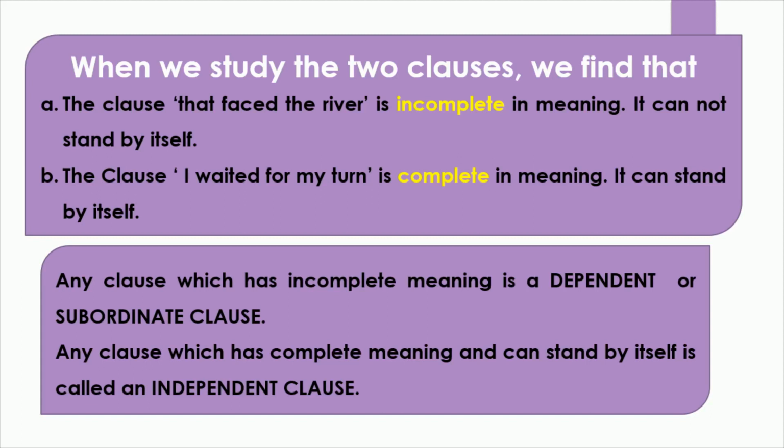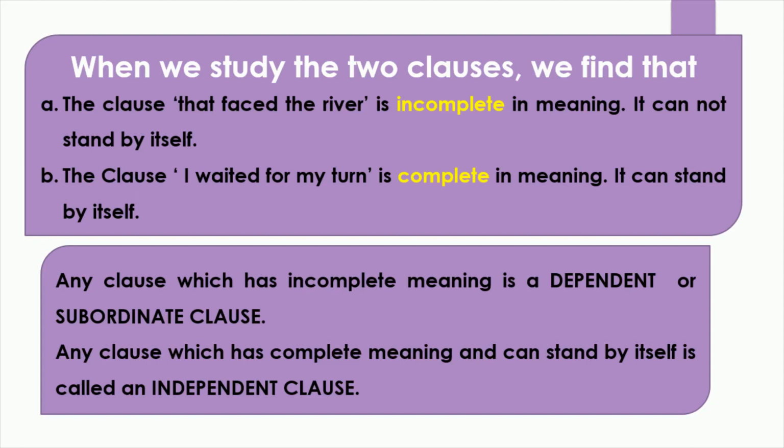Now, the second clause in sentence 3, I waited for my turn, is complete in meaning. It can stand by itself. It is not dependent on any other clause for complete meaning. What does this mean? Any clause which conveys incomplete meaning and is dependent on another clause for meaning is called a dependent clause or a subordinate clause.